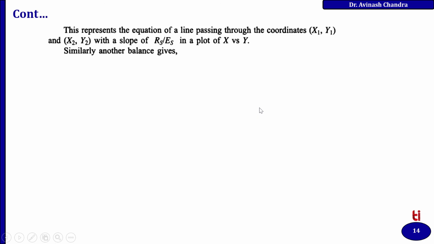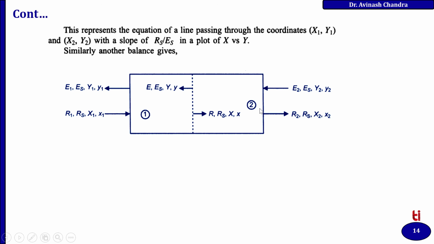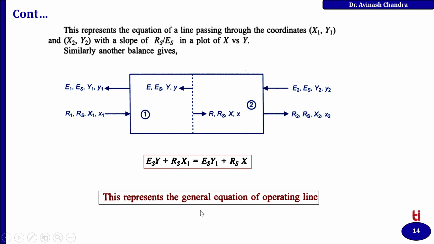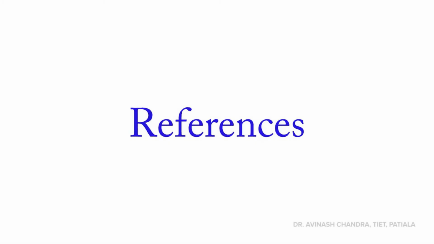So this represents the equation of a line passing through the coordinates x1 y1 and x2 y2 with the slope of RS upon ES in the plot of x versus y. Similarly, another balance, we can write ES Y plus RS X1 equal to ES Y1 plus RS X. So this represents the general equation of the operating line.